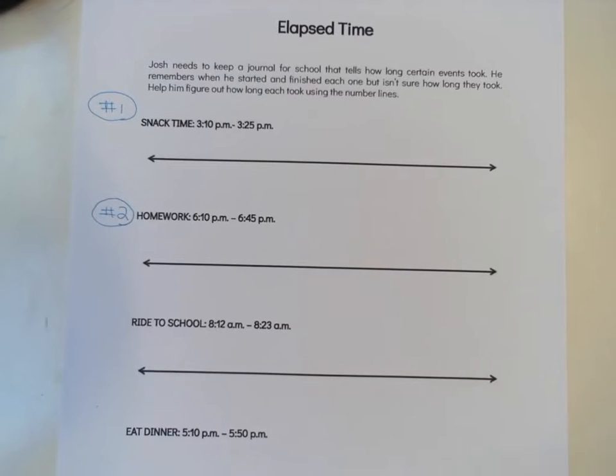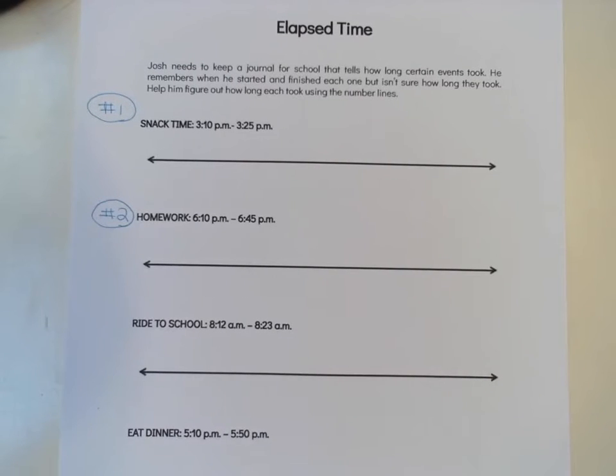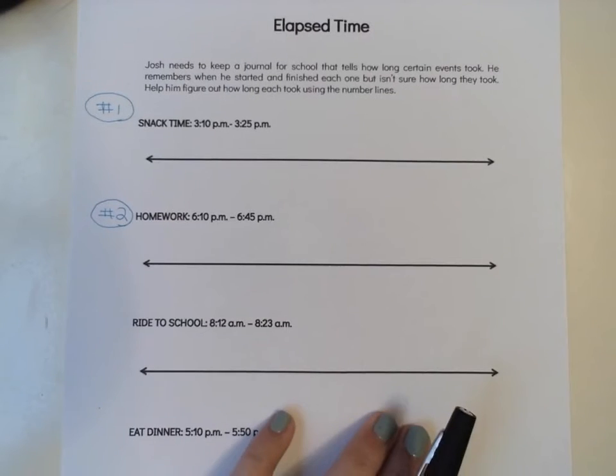What your solve and share says is Josh needs to keep a journal for school that tells how long certain events took. He remembers when he started and finished each one, but isn't sure how long they took. Help him figure out how long each took using the number lines. Number line is going to be your number one strategy of how to solve elapsed time problems. It's the easiest and most effective way to solve these problems, and it uses the same skills that you're already familiar with.